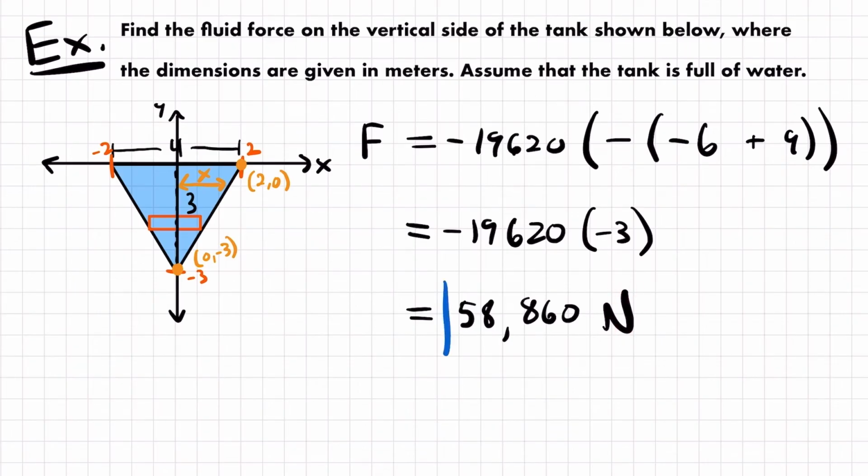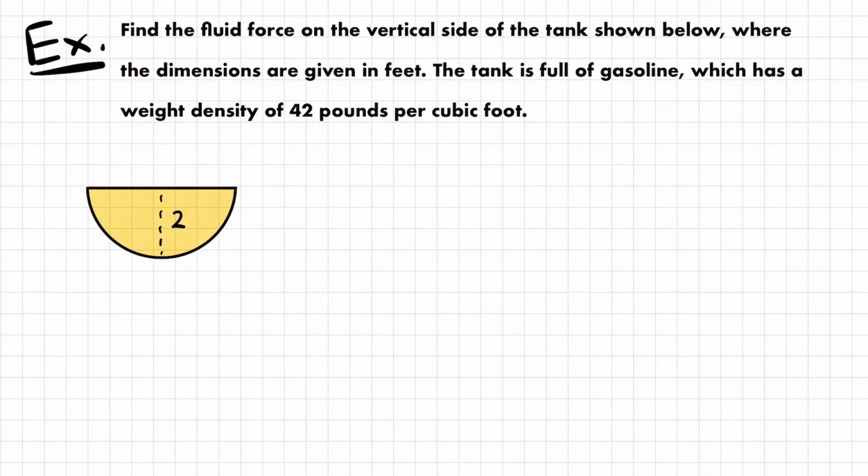Okay, and so 58,860 newtons is the fluid force on the vertical side of the tank in this problem that is full of water. Let's look at one more example for this video. All right, so here's our last example. We want to find the fluid force on the vertical side of the tank shown below, where the dimensions are given in feet. The tank is full of gasoline, which has a weight density of 42 pounds per cubic foot.